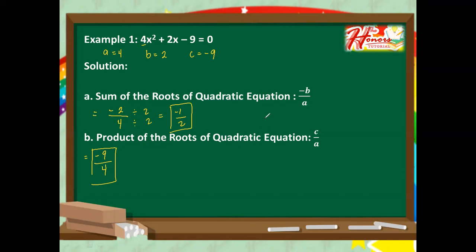So again, the sum of the roots of quadratic equation is negative 1/2, while the product of the roots of quadratic equation is negative 9 over 4. Next.